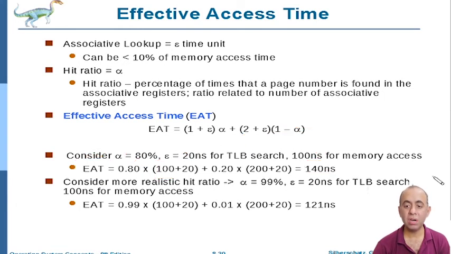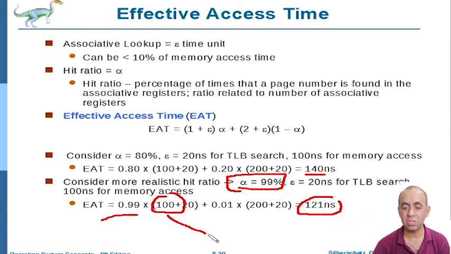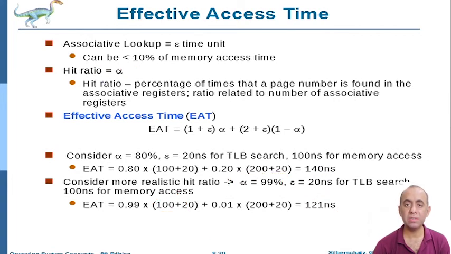Still the effective access time is quite large. So even if the hit ratio becomes 99%, you are still getting an effective access time of 121 nanoseconds, which is much bigger than 100 nanoseconds. So it means that the effective access time is really driven by the hit ratio, and you need to seriously reduce the number of times the TLB is missed.